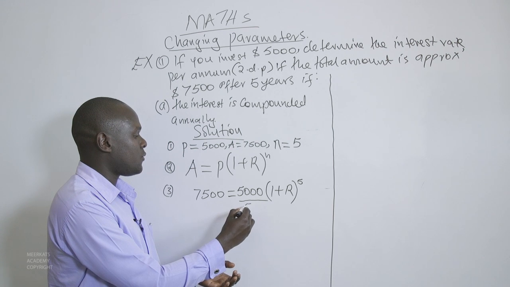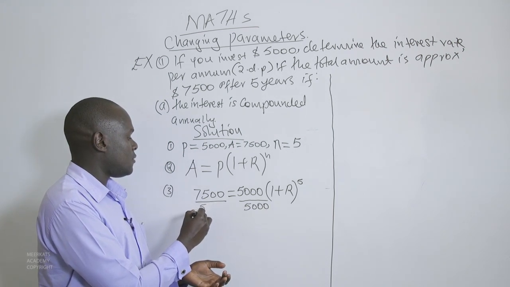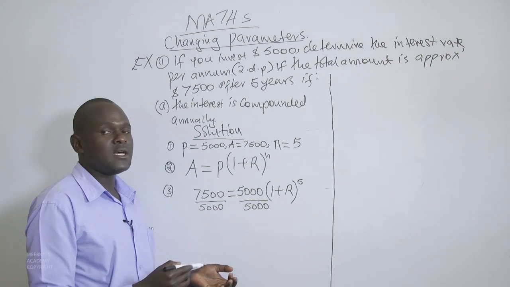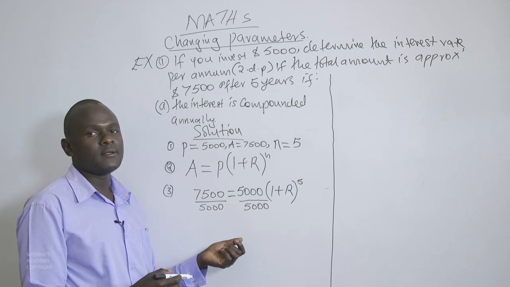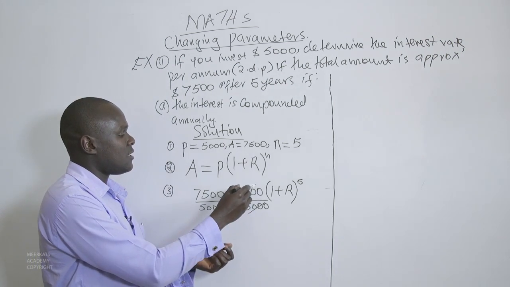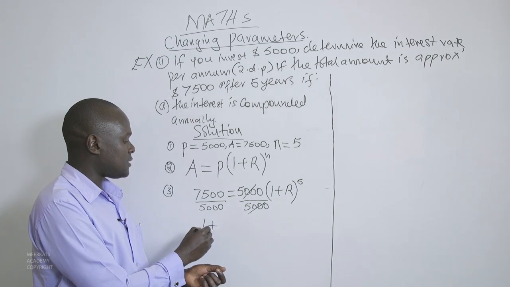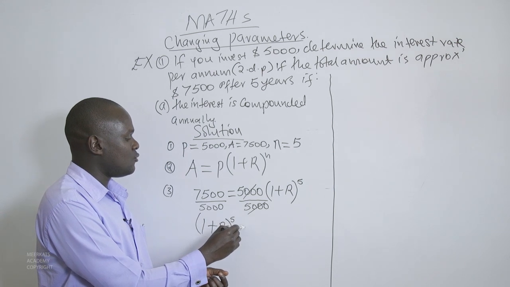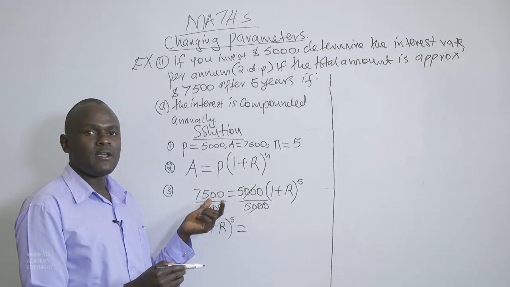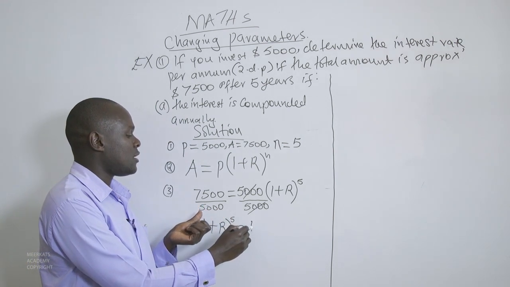that we divide all through by 5,000 on both sides. Whatever is done on the right hand side should also be done on the left hand side. This 5,000 and this will cancel. So ultimately we will have 1 plus r raised to power 5 being equal to 7,500 when divided by 5,000. This will give us 1.5.